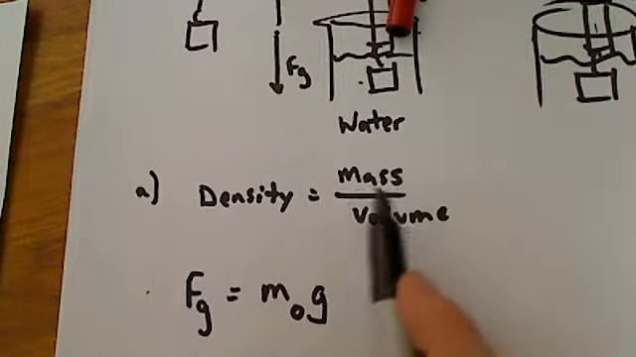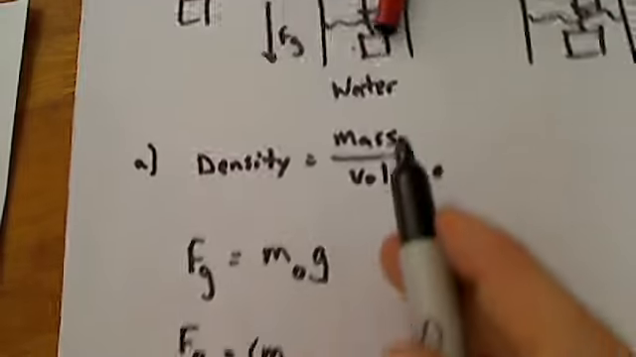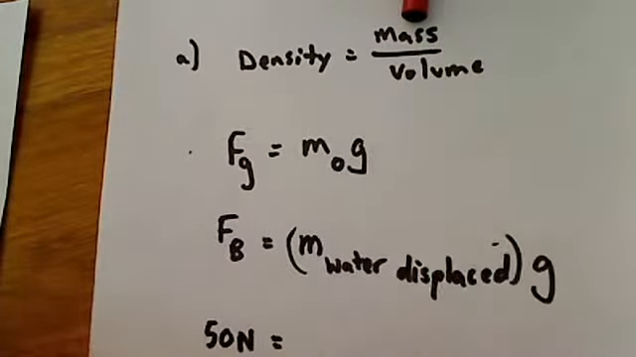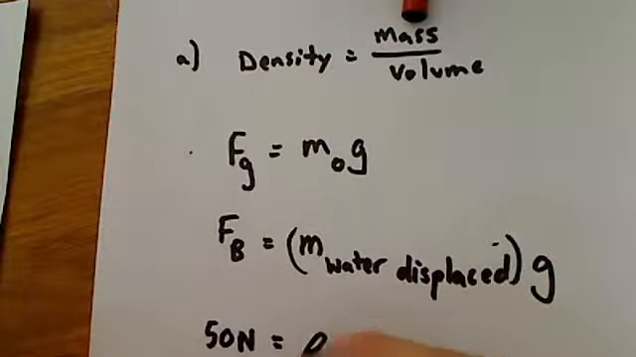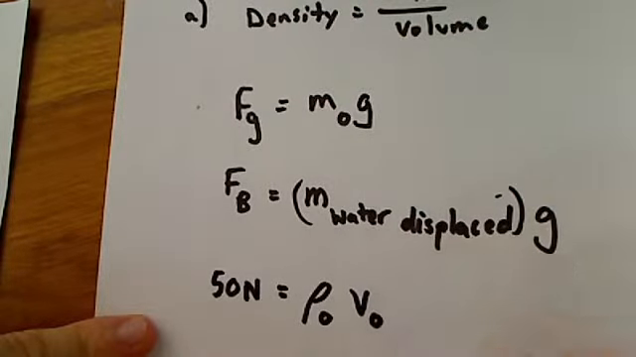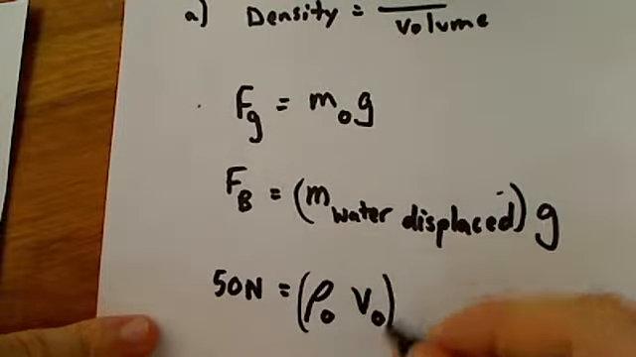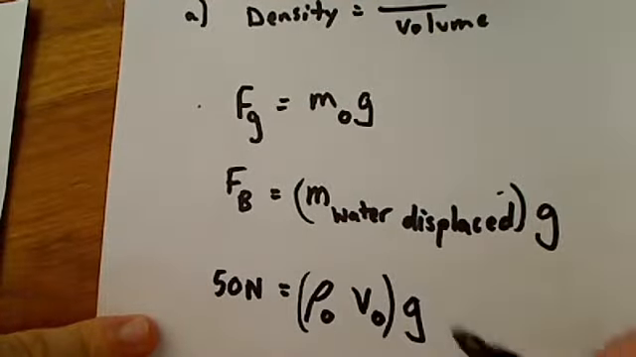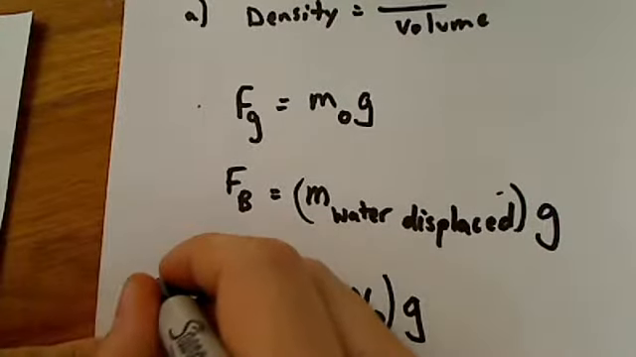The mass of the object, if I want to isolate for mass, I just multiply density times volume. So I can say the mass of the object is the density of the object times the volume of the object. That's my mass. And then I have to multiply this by g. We're going to label this equation 1.